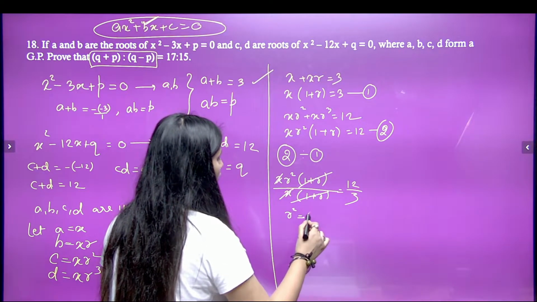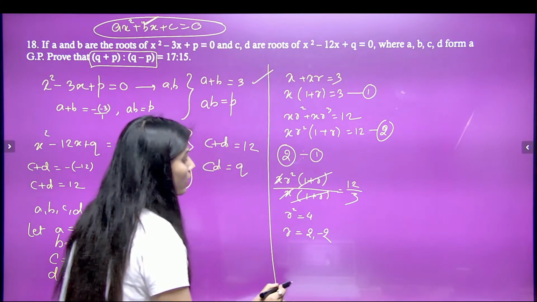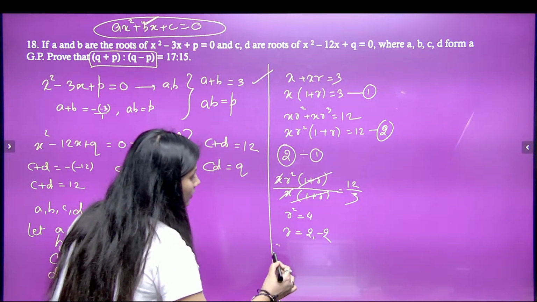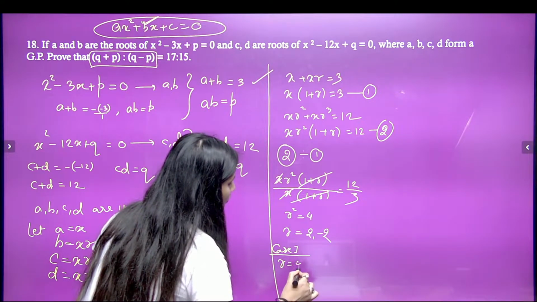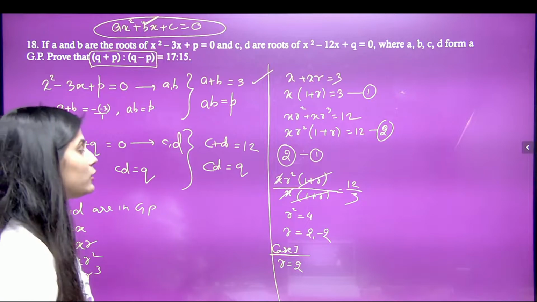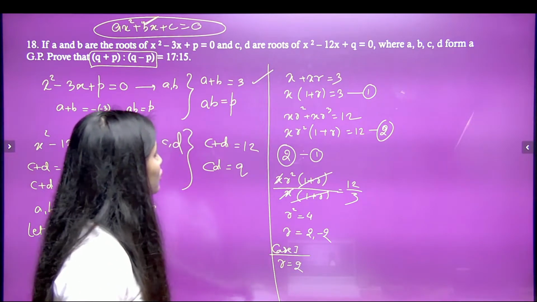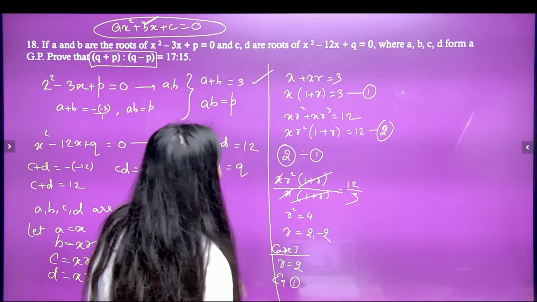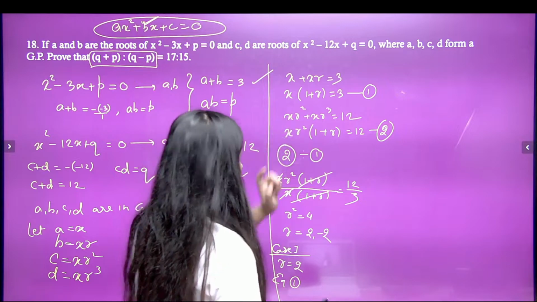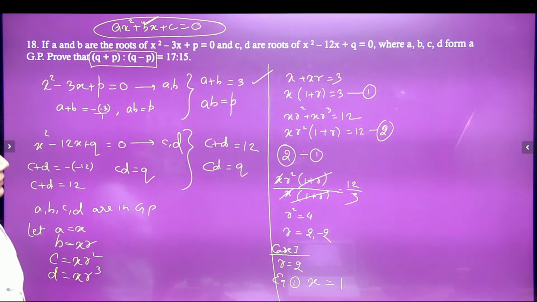R square is equal to 4, so we have r is equal to 2 or minus 2. Now I am assuming one case only, that is r is equal to 2, and in a similar manner you can find the things for r is equal to minus 2. So when r is 2, then equation 1 will give 2 plus 1 is 3, so x is equal to 1.